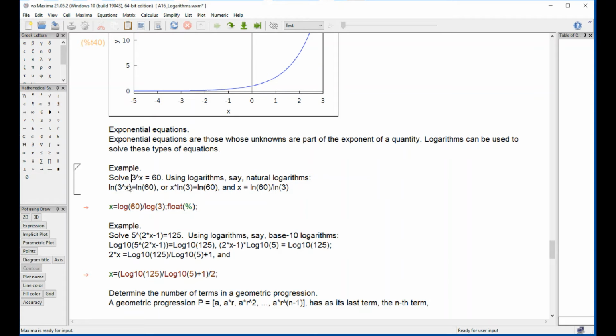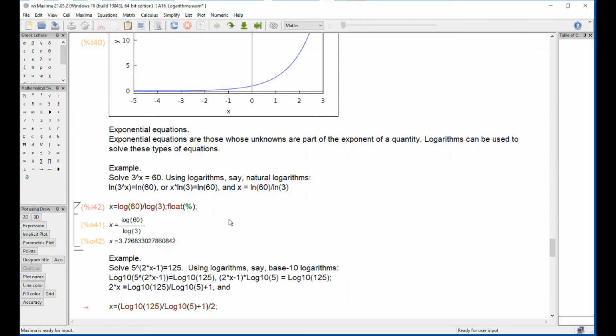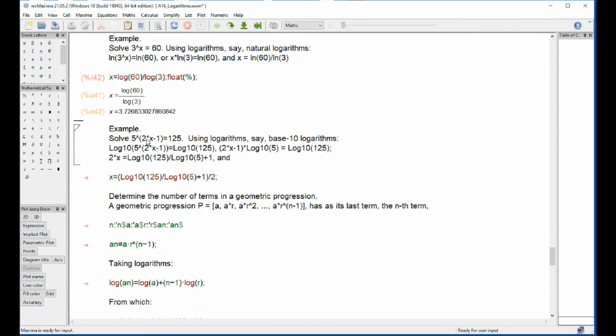you can take logarithm of both sides and then use the rule of the logarithm that you can take the exponent to multiply the logarithm and find the value of x. So for this case, we'll find x equal to 3.72. For example, 5 raised to the 2x minus 1 equal to 1.5.